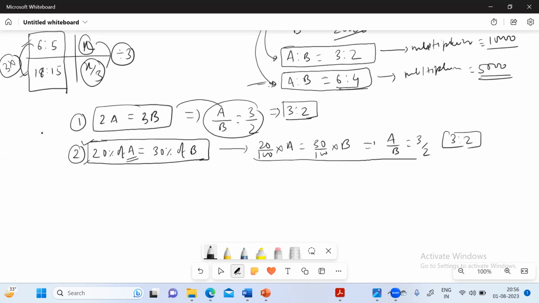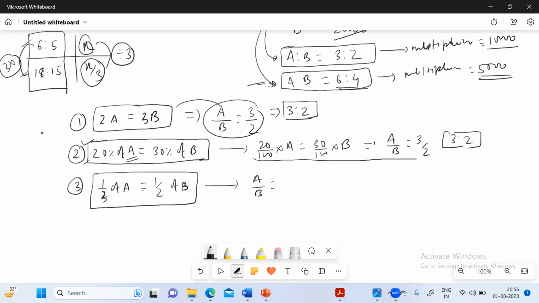One can also represent ratio like this: one third of A is equal to half of B. Half of B. So now you can easily convert this into ratio. It is again A by B is equal to 3 by 2, which is 3 is to 2.